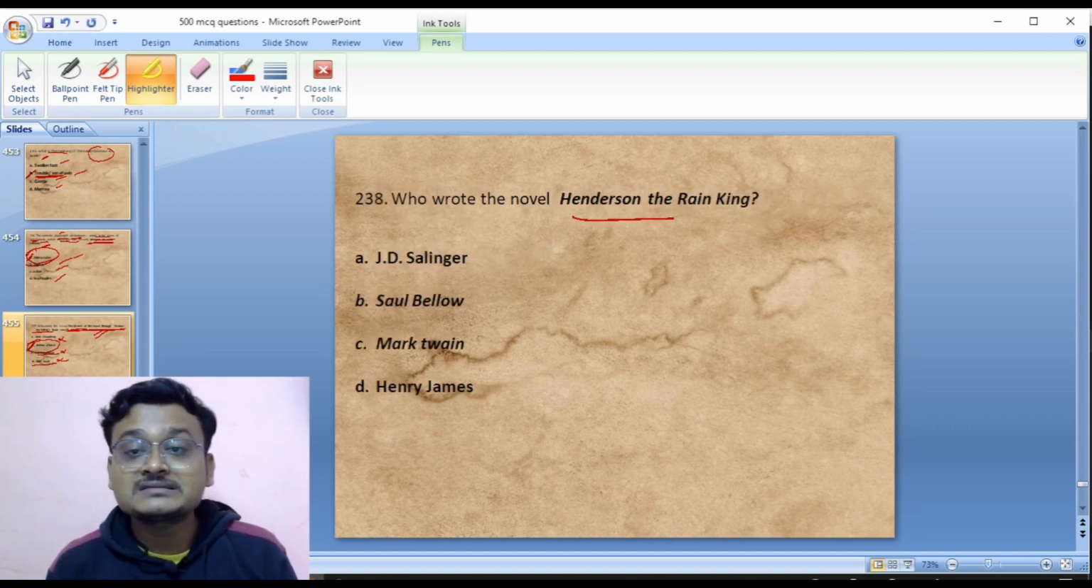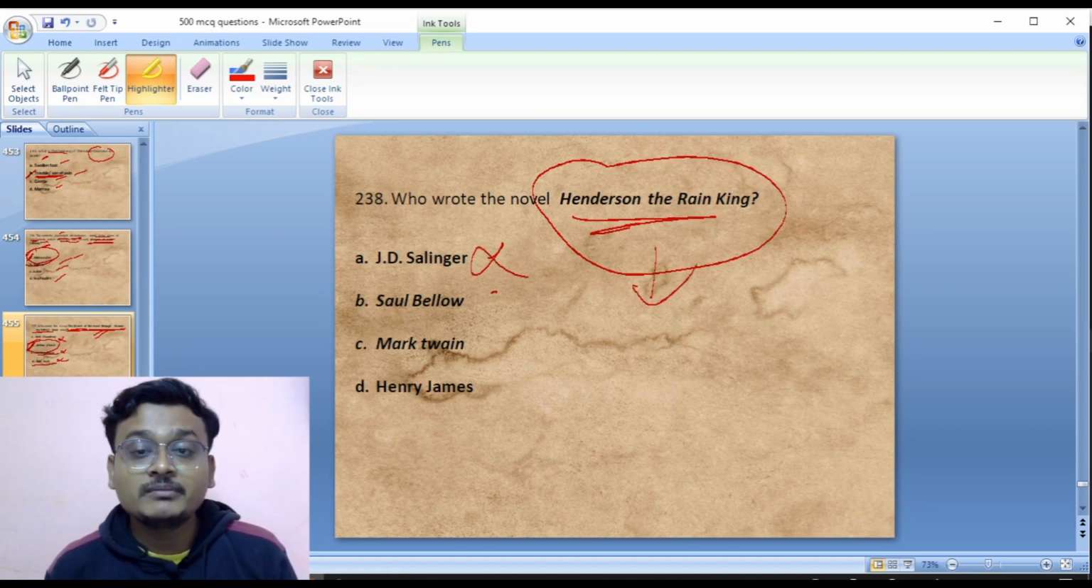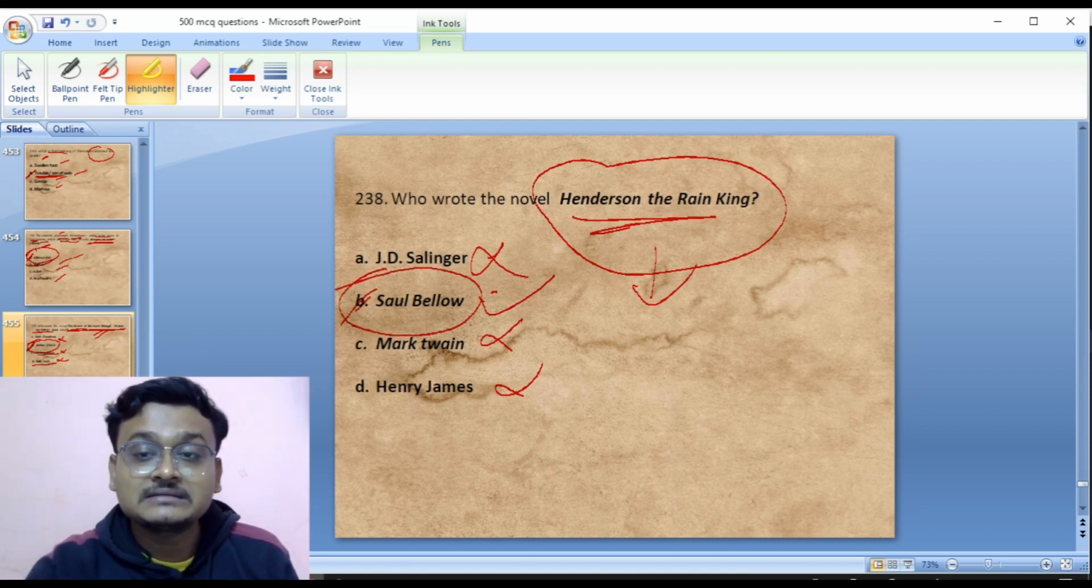Who wrote the novel Henderson the Rain King? Henderson the Rain King by Saul Bellow. J.D. Salinger, The Catcher in the Rye, no. Saul Bellow, Mark Twain, no. Henry James, no. So it was written by Saul Bellow. Saul Bellow has written Henderson the Rain King.